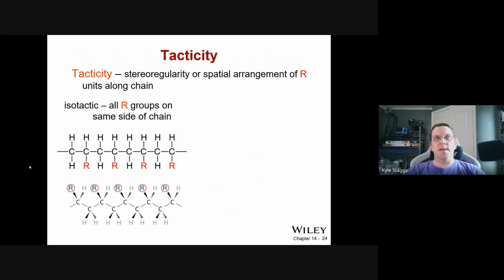Tacticity is used as a term. It's one that's important for the arrangement of molecules along this chain. So isotactic is all the ducks in a row. So iso is all ducks in a row.